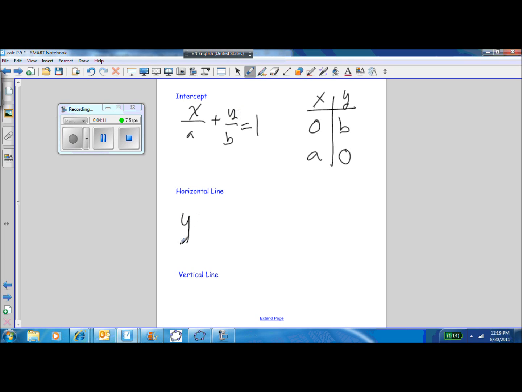A horizontal line is y equals a constant. As we said before, the slope equals 0. A vertical line is x equals a constant. As we said before, the slope will be undefined.